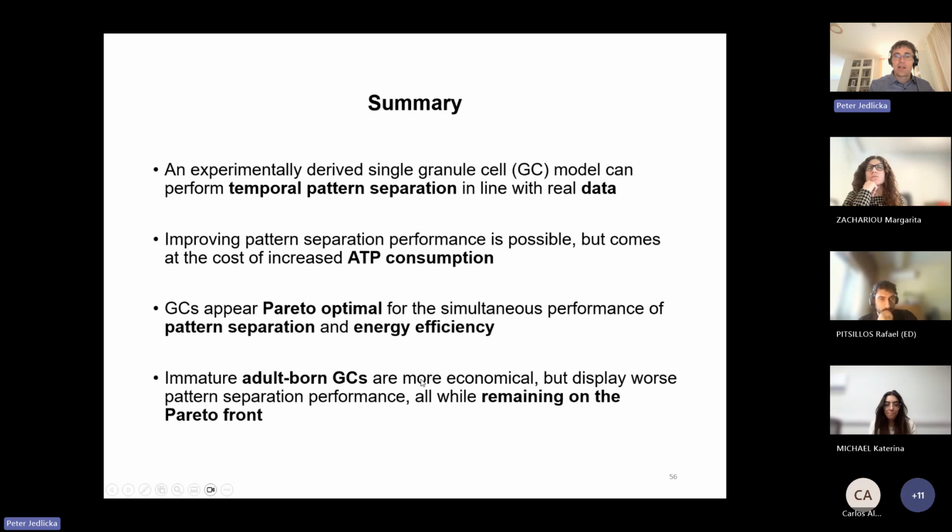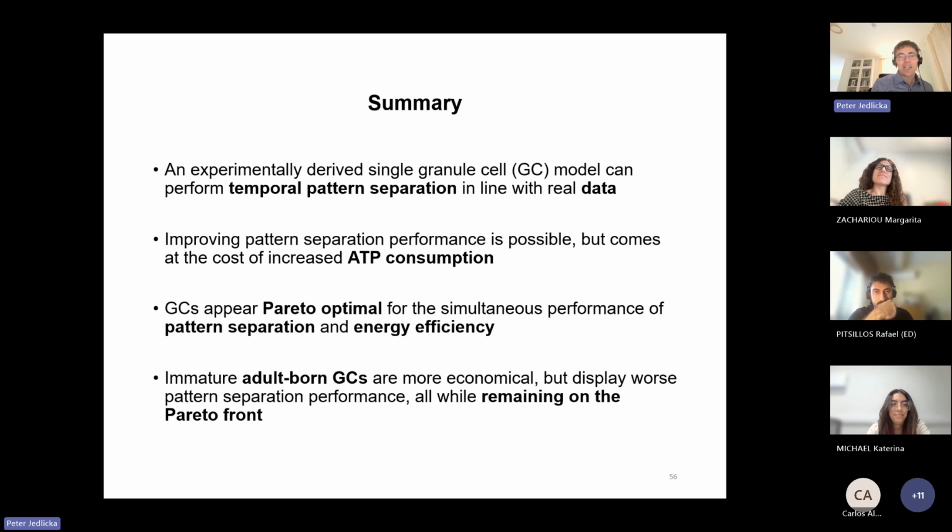And I think I didn't show this to you, or I went very, very fast through it. But it's also interesting that adult-born granule cells seem to be more energetically efficient, but then they are worse in pattern separation. And it looks like in development, the immature granule cells become mature granule cells, but they seem to move along the Pareto front, which is very nice. At least that's what our models indicate.